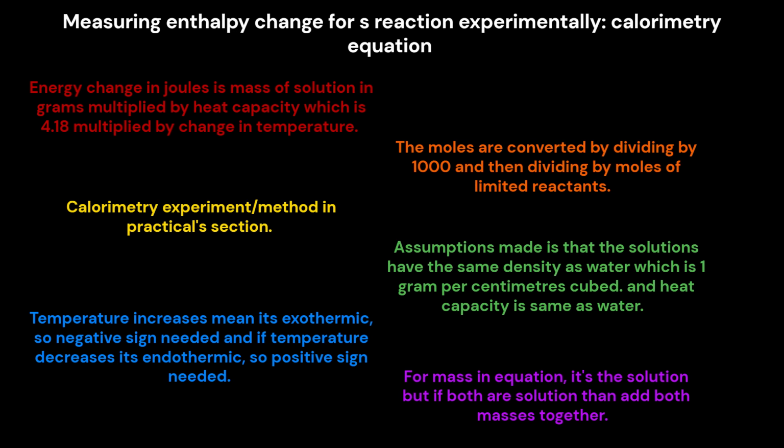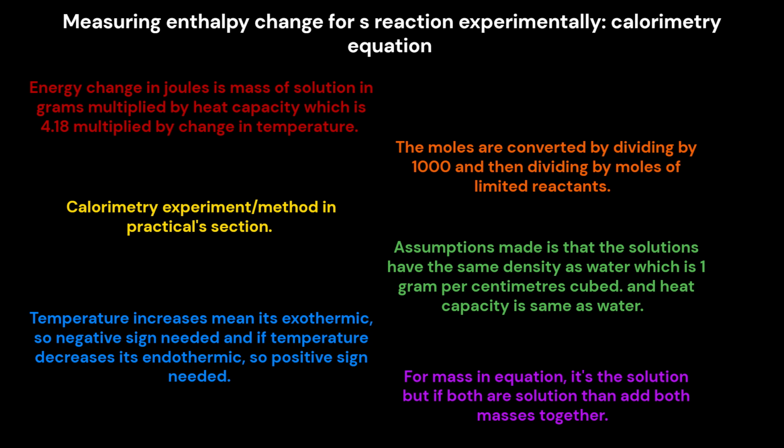Measuring enthalpy change for a reaction experimentally. Calorimetry equation. Energy change in joules is the mass of solution in grams multiplied by heat capacity, which is 4.18, multiplied by change in temperature. The moles are converted by dividing by 1,000 and then dividing by moles of limiting reactant. Calorimetry experiment is in the practical section.